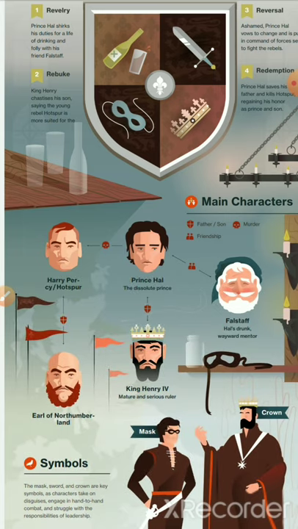The first person is Harry Percy, Hotspur. These are three different names by which one character is portrayed. That is Henry Percy, who is also called Hotspur. Then we have Prince Hal, then we have Falstaff, and other characters include the Earl of Northumberland and King Henry IV.